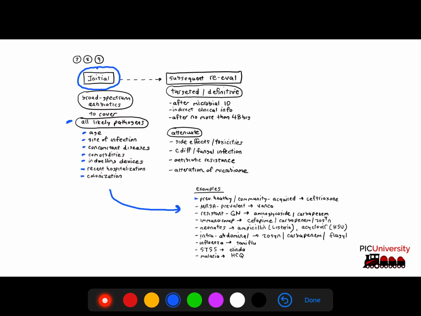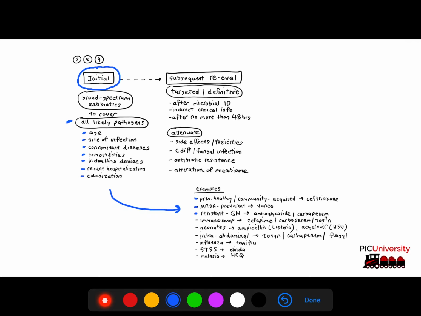So for any previously healthy patient who presents with community-acquired sepsis or septic shock, they should receive ceftriaxone as it's good coverage for both gram-positive and gram-negative organisms, and these account for the large majority of mortality and morbidity in pediatric sepsis. Additionally, in areas that have a high prevalence of methicillin-resistant Staph aureus, which is becoming a large part of the country, those patients should also empirically be covered with vancomycin, as this covers these organisms.